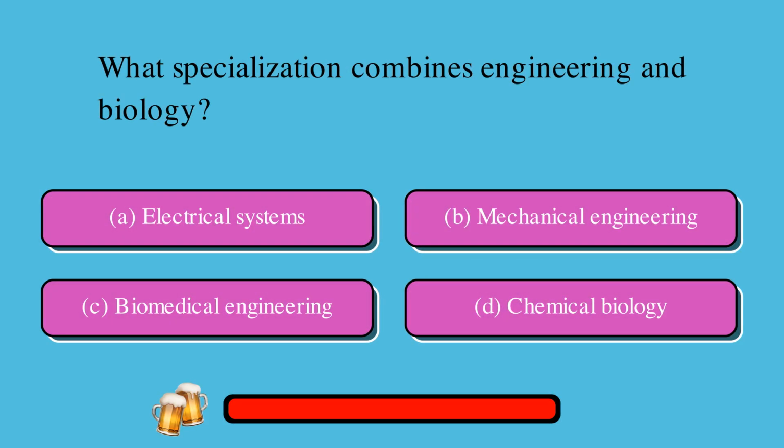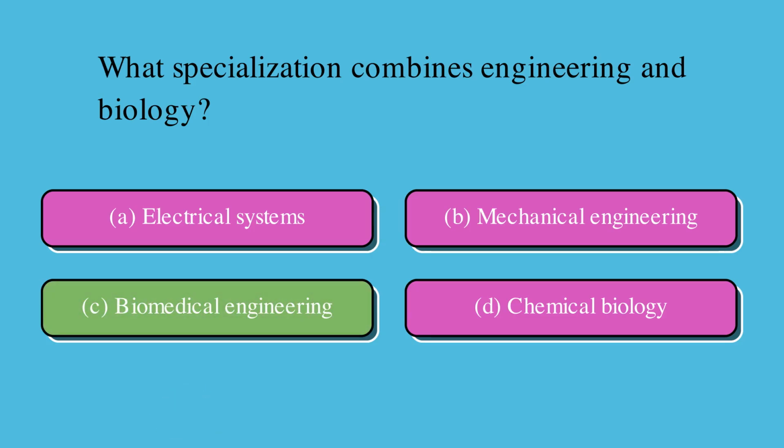What specialization combines engineering and biology? A. Electrical systems, or B. Mechanical engineering, or C. Biomedical engineering, or D. Chemical biology? The correct answer is C. Biomedical engineering.